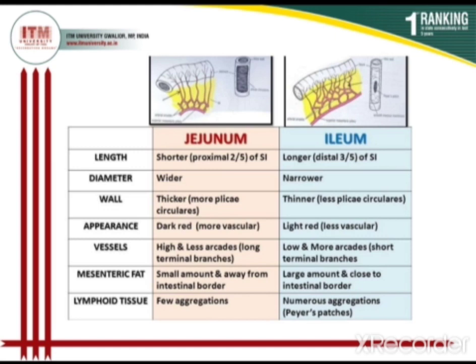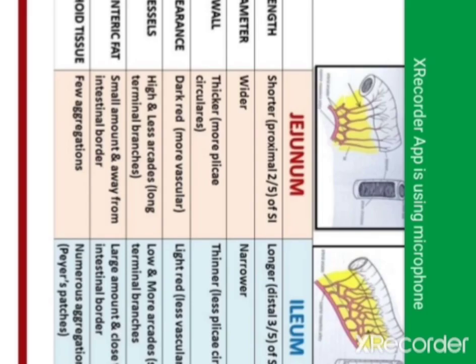Mesenteric fat is a small amount and away from the intestinal border in the jejunum, and a large amount and close to the intestinal border in the ileum. Lymphoid tissue shows few aggregations in the jejunum and numerous aggregations, the Peyer's patches, in the ileum. This is the basic difference between the jejunum and the ileum. Now the blood supply, lymphatic drainage and innervation of the jejunum and ileum.